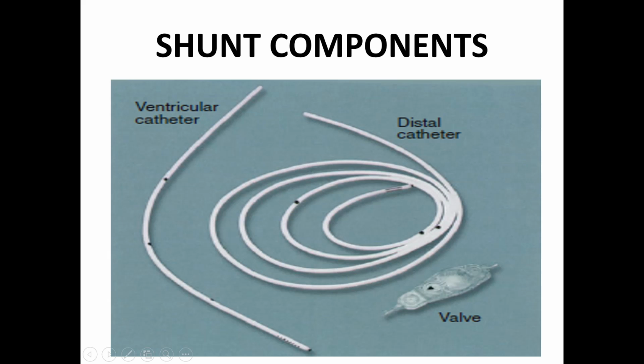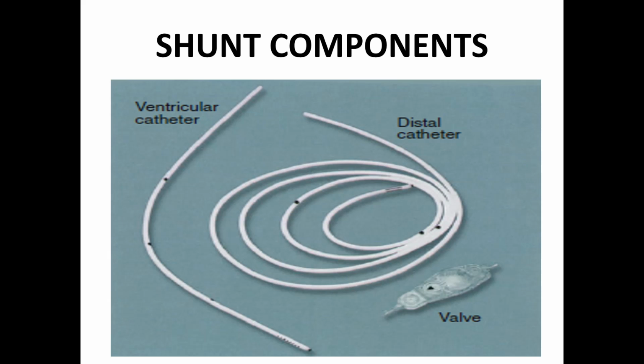One end of the catheter is placed within the ventricle inside the brain or in the CSF outside the spinal cord. This is the ventricular end of the shunt. You can see this is the ventricular catheter and this is the valve. The ventricular catheter is inserted in the ventricle of the brain, then connected with the valve, and the valve is connected with the distal catheter, which goes subcutaneously from the skull to mostly the peritoneum.